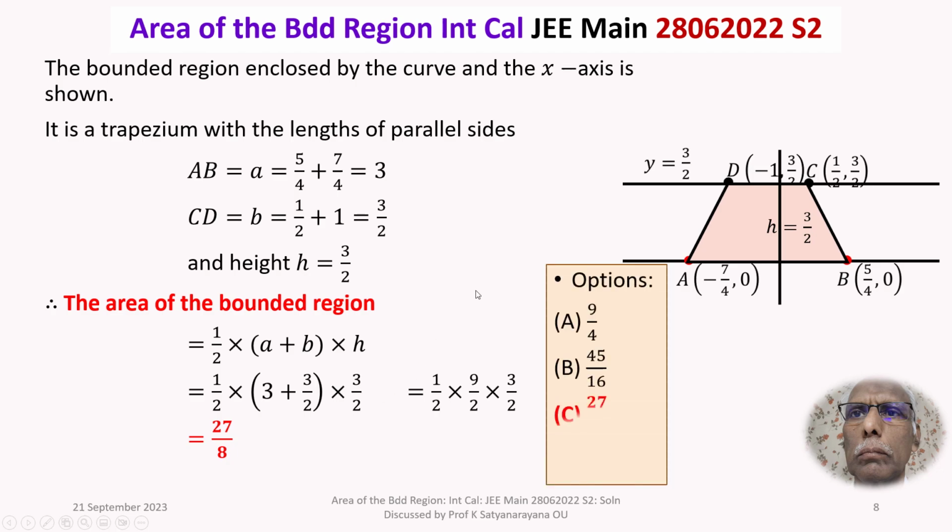And let's look at our options. Our answer 27 by 8 appears against option C. Therefore, the answer to this question is option C. So that is the detailed discussion of the solution of the problem which is related to the area of the given bounded region from integral calculus.